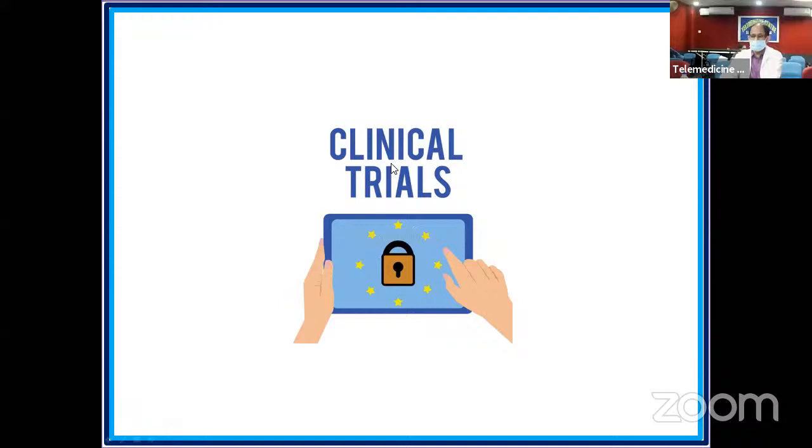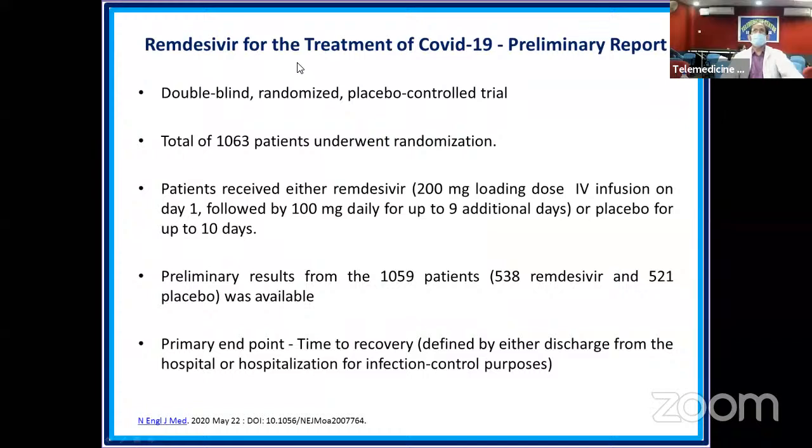On some of the clinical trials, there are many RCTs that have come up. Remdesivir for the treatment of COVID-19, preliminary report, is a double-blind randomized placebo-controlled trial. Total 1,063 patients underwent randomization. Patients received either remdesivir 200 milligram IV infusion on day 1, followed by 100 milligram daily up to 9 days, or placebo for up to 10 days. So 1 arm remdesivir, 1 arm placebo, with other supportive treatments.